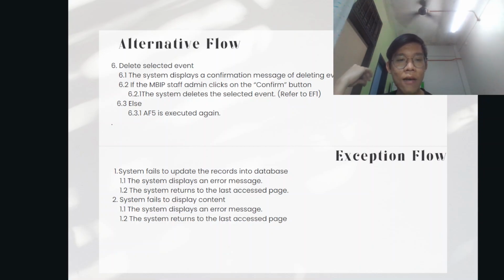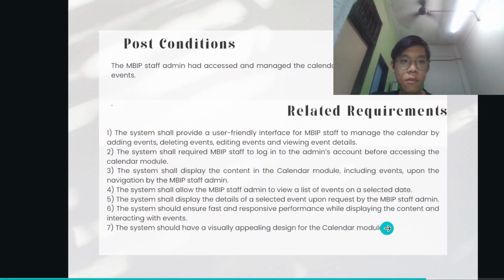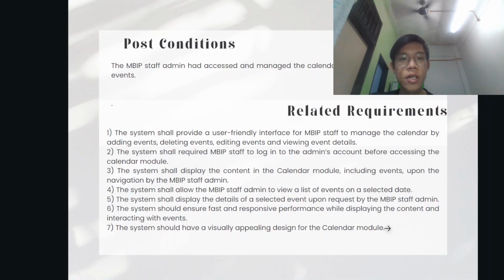And for the exception flow, if the system fails to update the records, then the system will display an error message. And if the system fails to display the content, then the system will display an error message and return to the last accessed page. And for the post condition, the MBIP staff will be able to access and manage all the calendar modules and manage the events and all those related requirements.